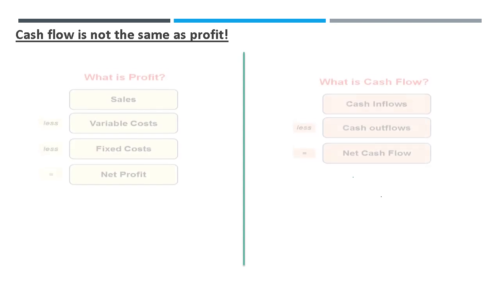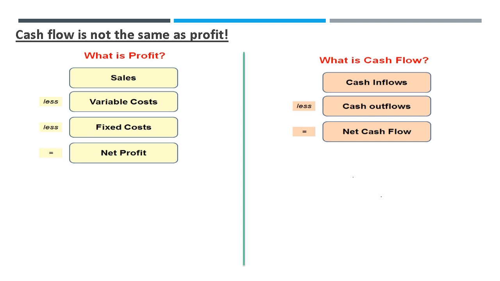Well, people often think cash flow and profit are the same. They are not. So what is a profit and what is a cash flow? Profit is like the income. It is shown in the income statement. The total costs, which are variable costs and fixed costs, are to be deducted from the sales revenue. Then we get the net profit.